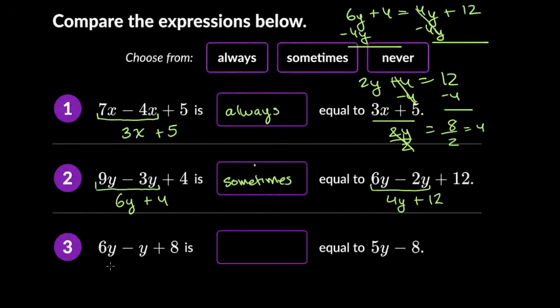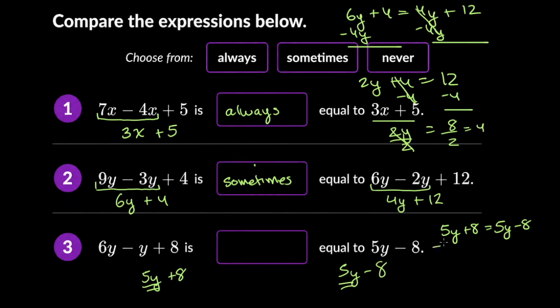Last but not least, these two over here. Well, let's see. Once again, I'm going to simplify this. So 6y minus y is 5y, and I have 5y plus 8, and then here I have 5y minus 8. So could I have something plus 8 ever be equal to that same something minus 8? No, it doesn't matter what y is, and I could actually even try to solve it. I could say 5y plus 8 is equal to 5y minus 8.